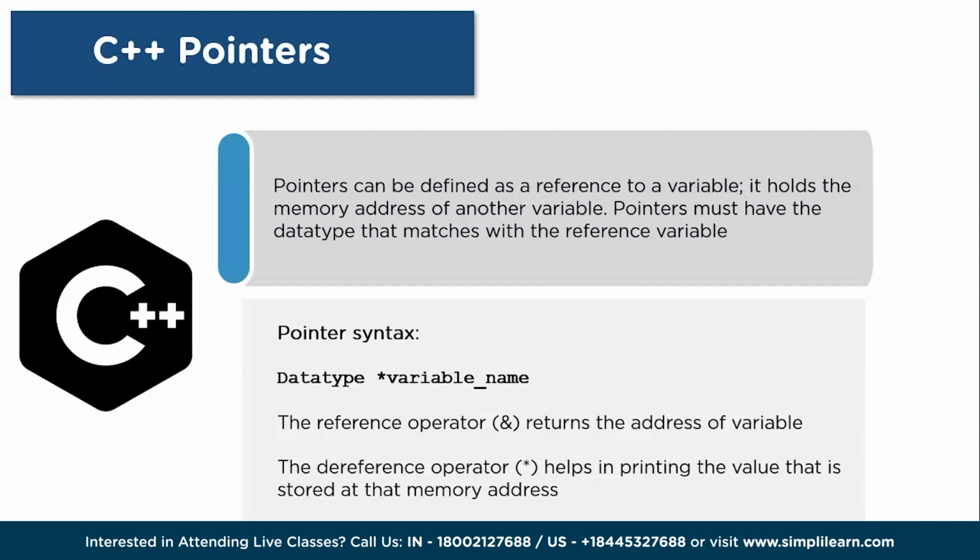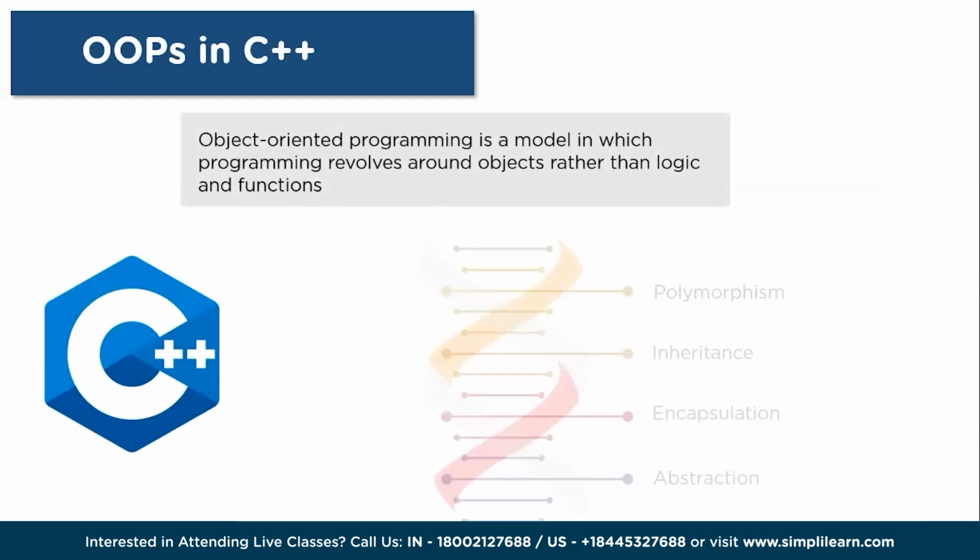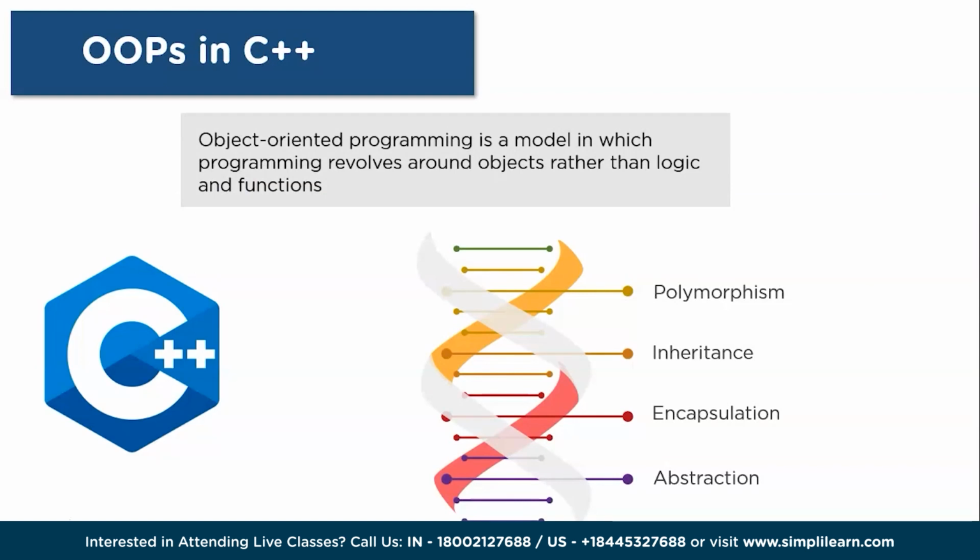Now coming to object-oriented programming. Object-oriented programming, or OOPS, is a programming model that uses the concept of classes and objects. In OOPS, programming revolves around objects rather than logic and functions. Now let's have a look at the OOPS concepts, that is, polymorphism, inheritance, encapsulation, abstraction.